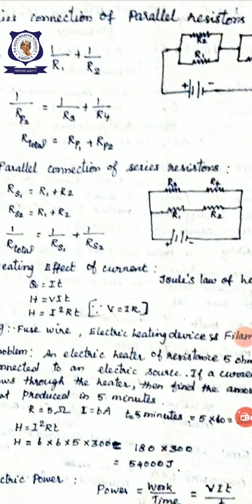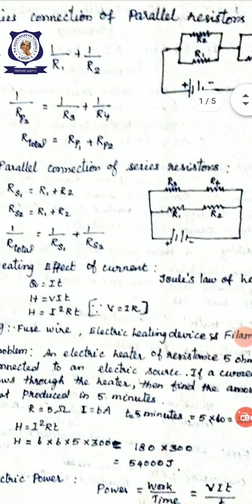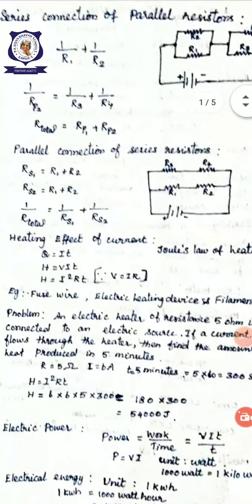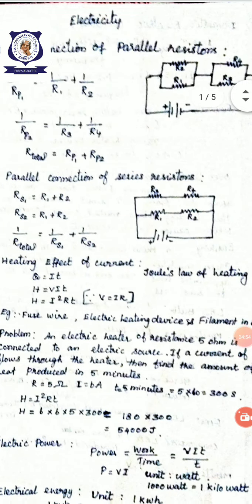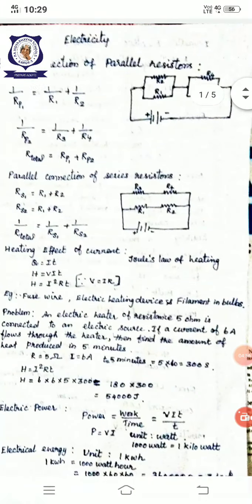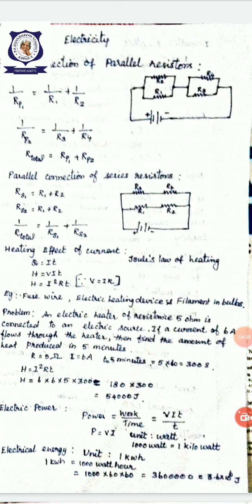Once again I repeat. R1 and R2 are connected in series, so RS1 is equal to R1 plus R2. Like this, RS2 is equal to R3 plus R4. To find the effective resistance, both are connected in parallel to each other, so 1 by R total is equal to 1 by RS1 plus 1 by RS2. Okay, this helps to solve the problems.